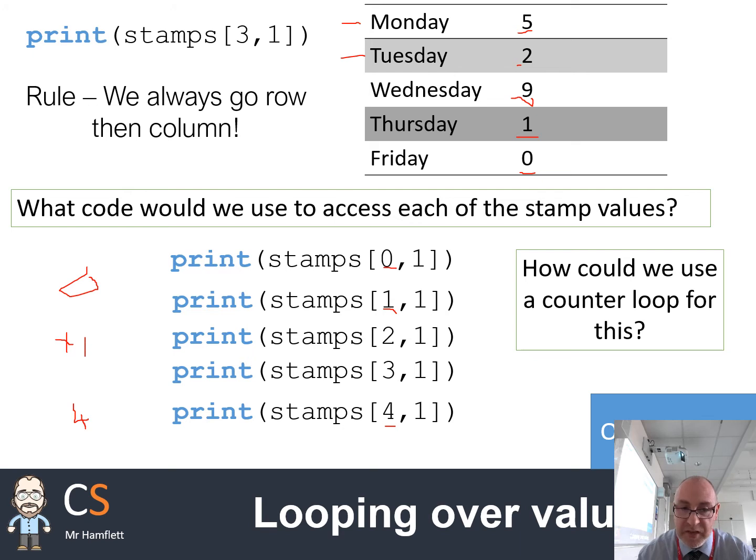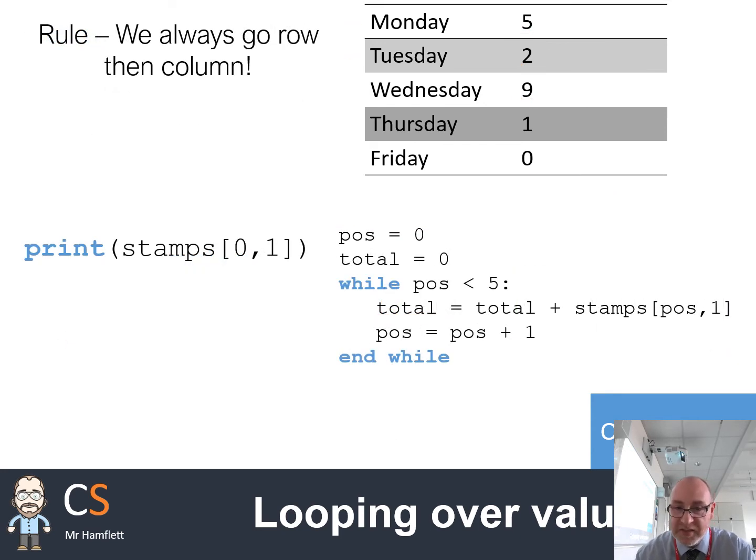I'm doing the same thing each time, which is printing stamps, row then column. The column is always staying the same, which is 1. So the only thing that's changing is the row, starting at 0 going to 4. Okay, therefore my loop would be a simple control loop.